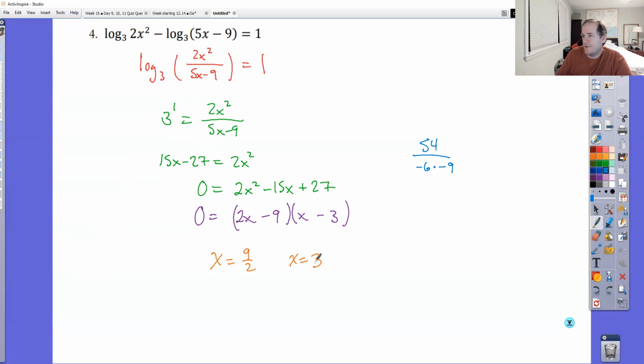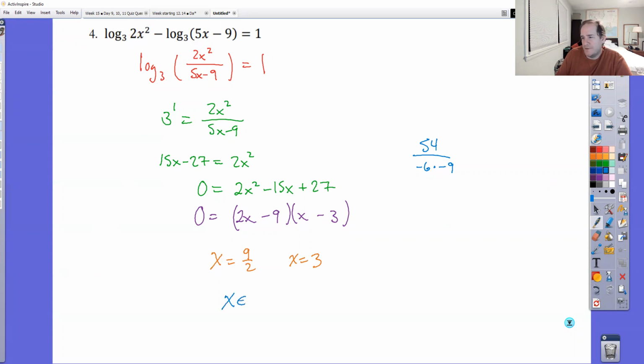But I think we're okay. Plugging in 3 gives 15 minus 9, and that's big enough. And 9 halves is bigger than 3. That's 4.5. So 5 times 9 halves is big. Take away 9 is positive. And here, x squared is always positive. Times a positive is always positive. So neither of those fail in that log expression. So they're both our solutions.